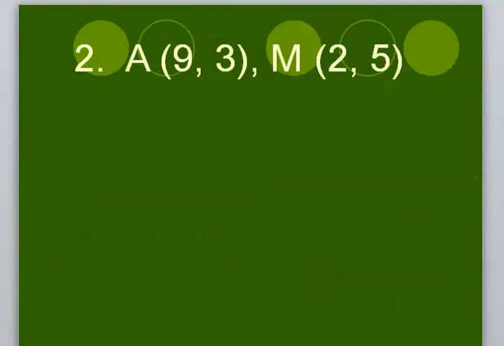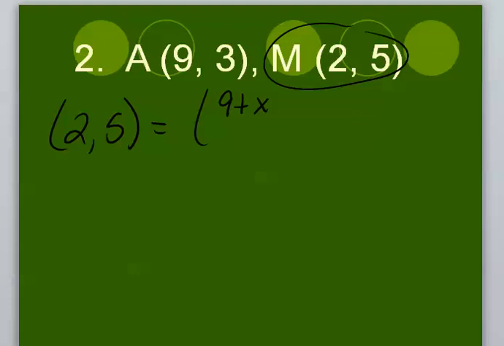Okay, let's try another one. Remember that the M is your midpoint. This is your answer. So we got this answer (2, 5) by taking our first x value, our 9, adding it to an x value we needed to find, and divide by 2.